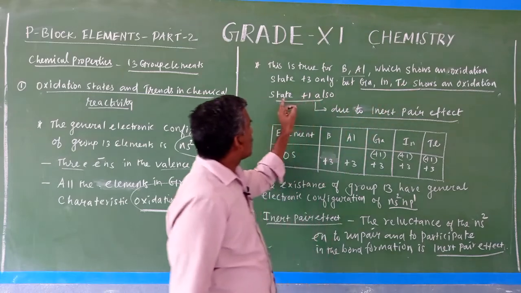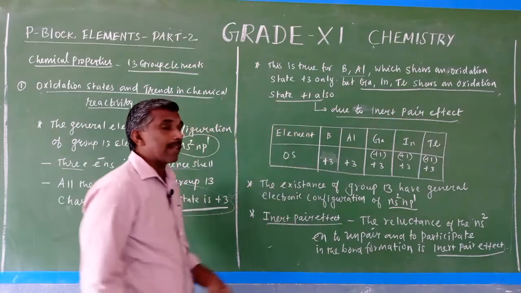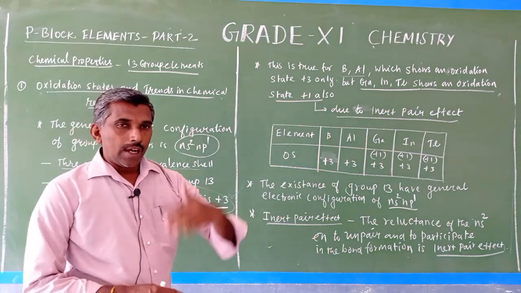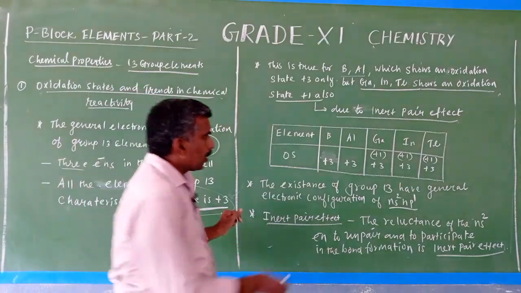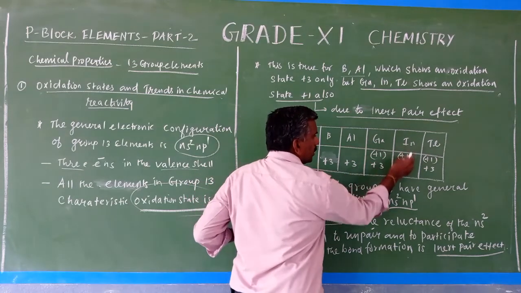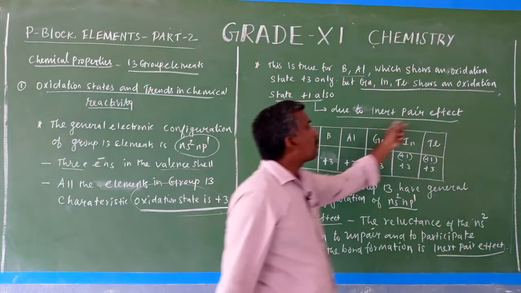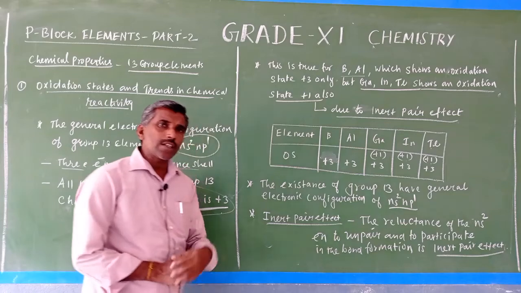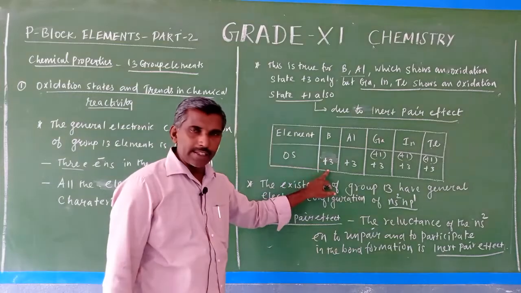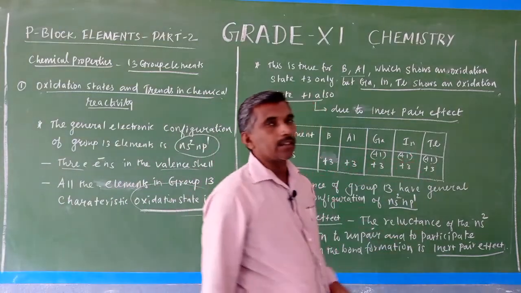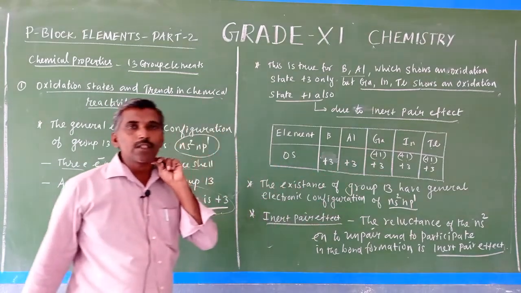Boron and aluminum show only oxidation state plus 3, but gallium, indium, thallium show oxidation state plus 1 other than plus 3. Gallium plus 1, indium plus 1, thallium plus 1. Reason? What is the reason? Due to inert pair effect. What is the lower oxidation state? The general oxidation state of group 13 is plus 3, and the lower oxidation state is plus 1.